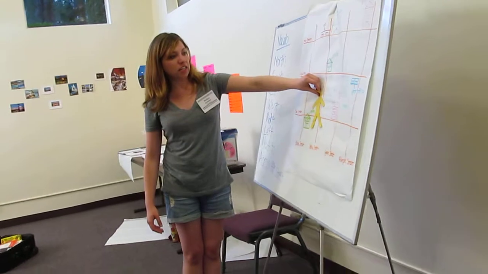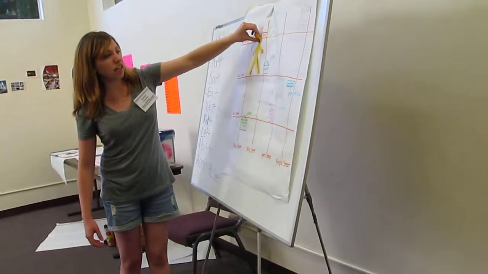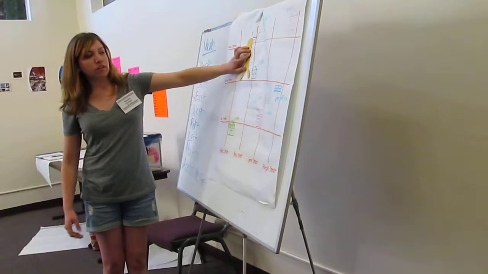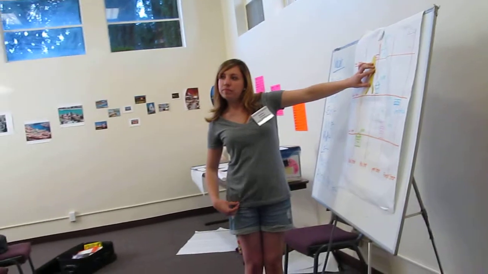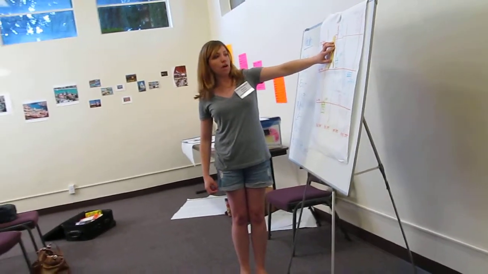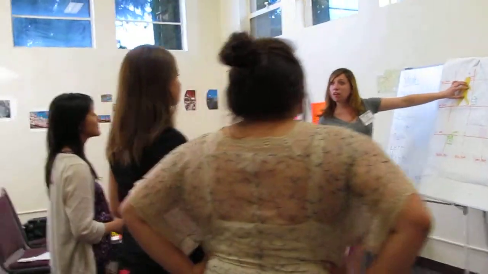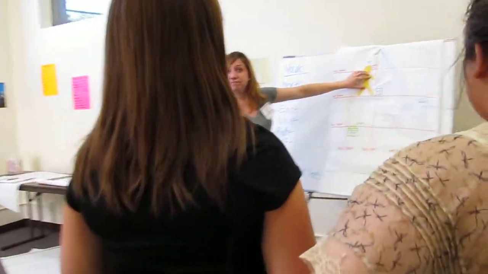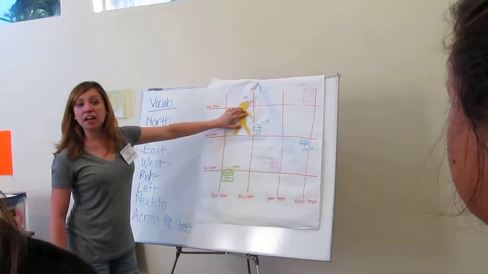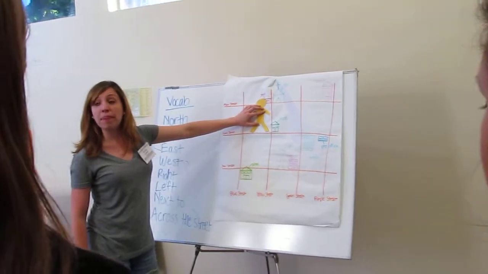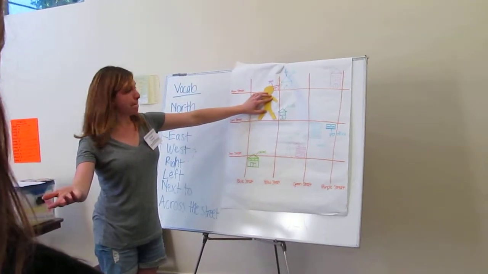Very good. Let's see. What if I put him right here? Is he next to anything? No. Is he across the street from anything? From what? The house. Good. So you would say the man is across the street from the house. The man is across the street from the house.